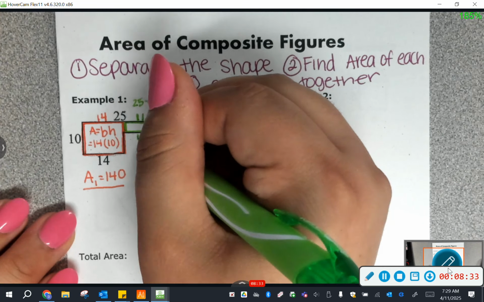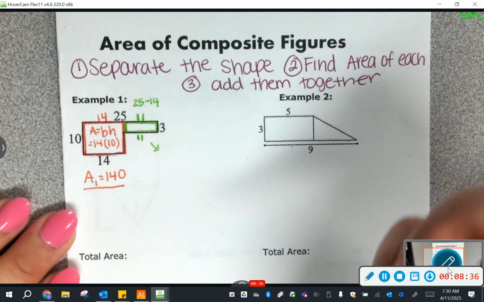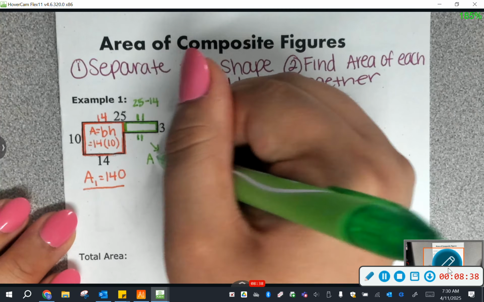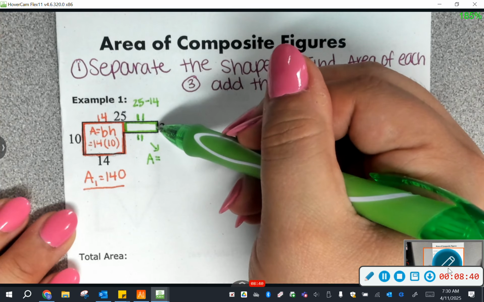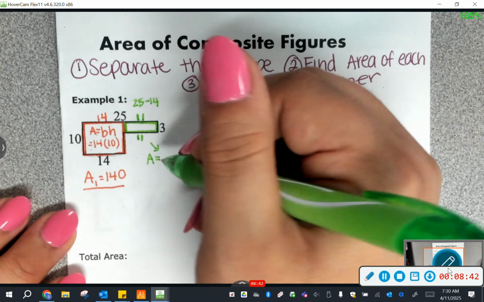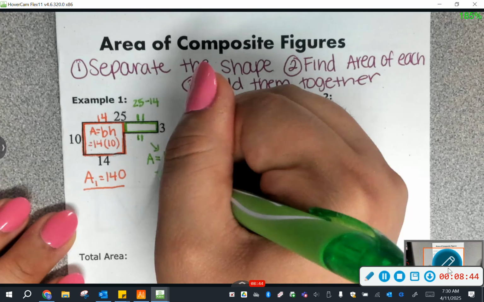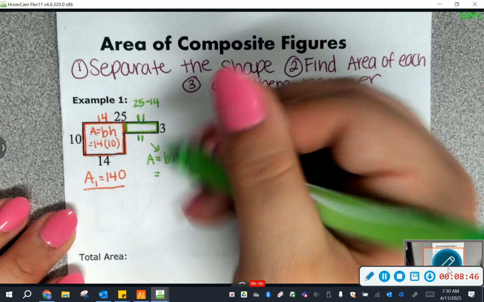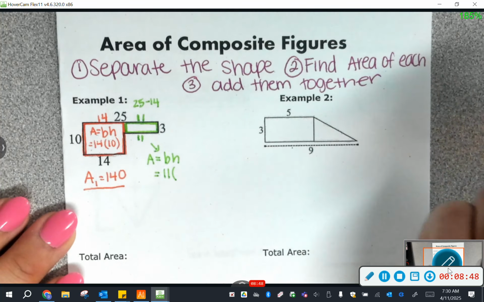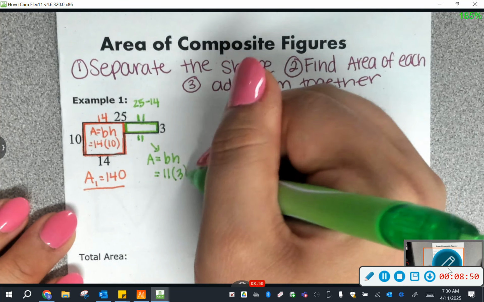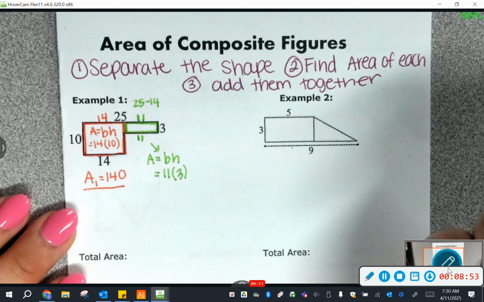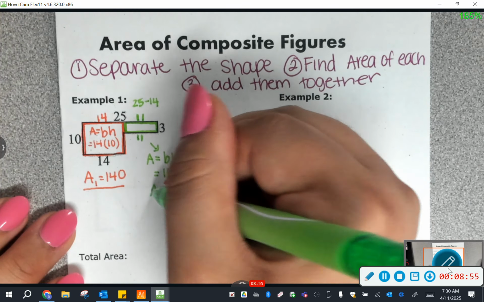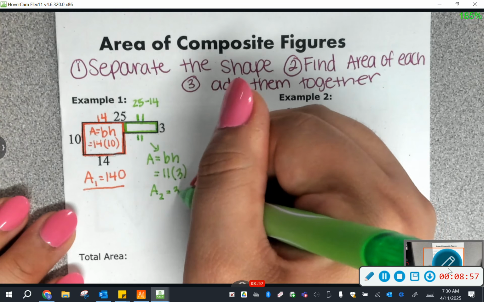And if the top of that is 11, what's the bottom? 11. So I'm going to do this one separate because that's way too small to write inside. What shape is that? So what's my formula? Base times height again. So we just said my base was what? 11. What is my height? And what is 11 times 3? 33. So the area of figure 2 is 33.